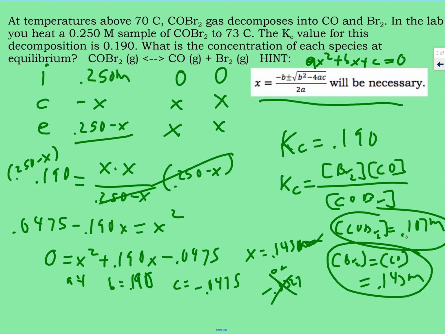So a lot of math. It's not real hard math. If you use the quadratic formula, that's fine. If you don't know how to use the quadratic formula, but you have a graphing calculator and you can solve using roots or something like that, that's fine.